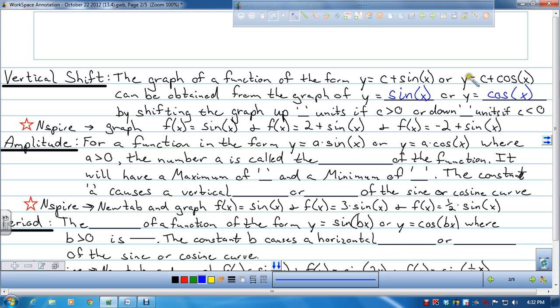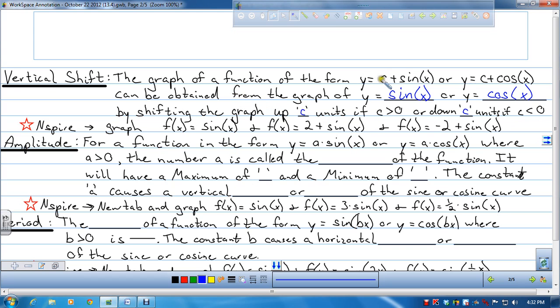So we can get these from altering these. And we do that by shifting the graph up, whatever value c is, if c is positive, or down, whatever value c is, if c is negative or less than 0. So that makes sense, right?